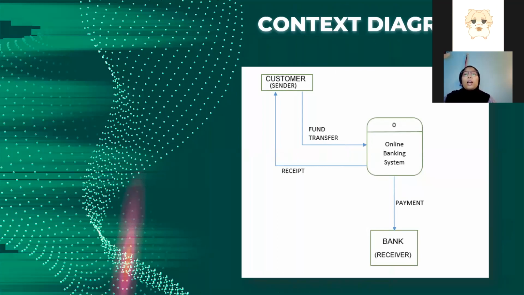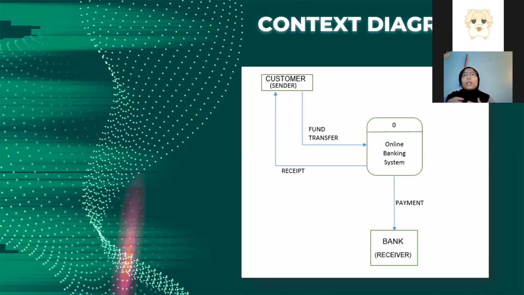As for DFD extraction, it has a context diagram as well as a level 0 diagram. As you can see in the context diagram, the online banking system must have two recipients and flows, connecting this system to another part of the system. The main system is the online banking system. It has a customer, whose role is the sender, and a bank, whose role is the receiver.